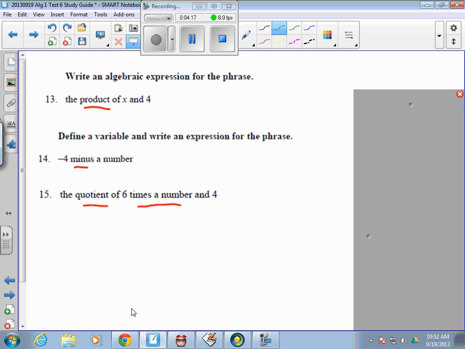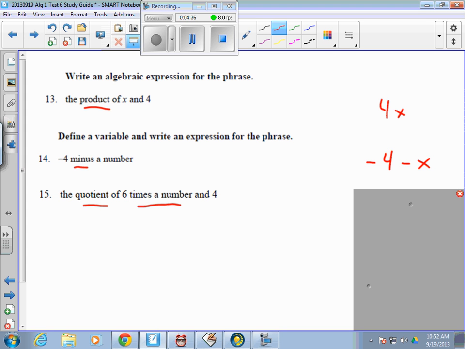13, write an algebraic expression. The product, we know product means to multiply, so 4 times x. Define a variable, so just use a variable, and then write the expression. So for 13, 14, and 15, you're basically doing the same thing. You're not given a variable. So negative 4 minus a number, negative 4 minus x.